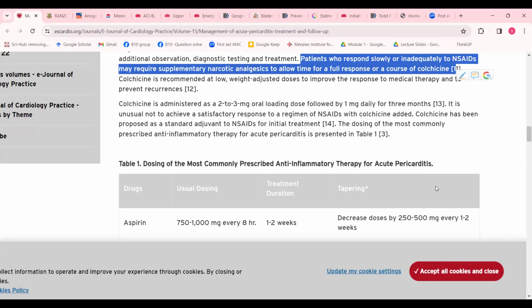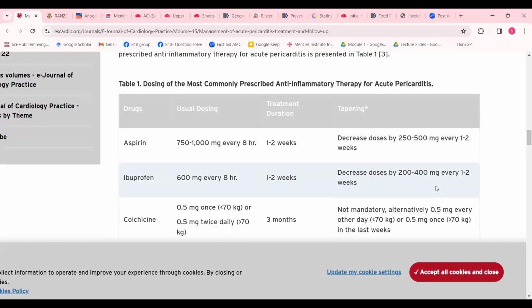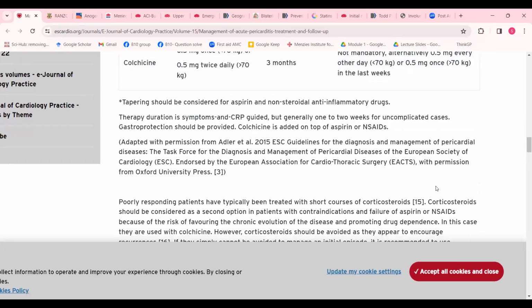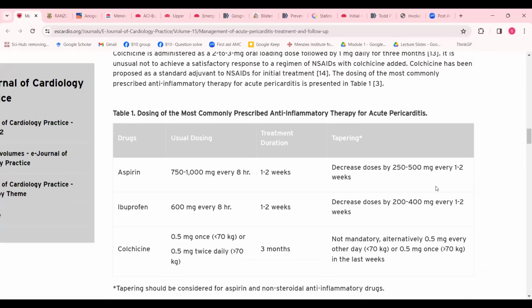Now, if you can't give aspirin to those patients, and if they are not responding to NSAIDs with colchicine, then thinking about adding on a steroid would be the next option. Okay, the steroid will be given for a short period.